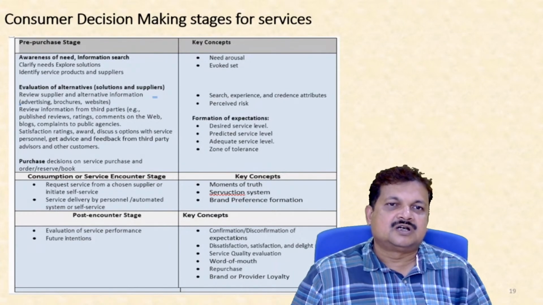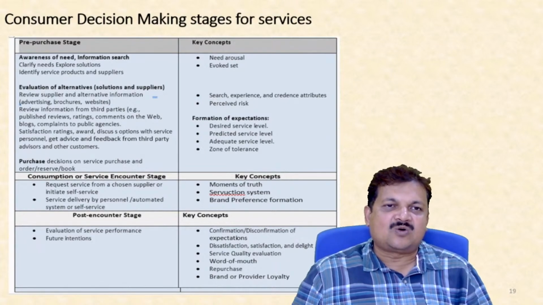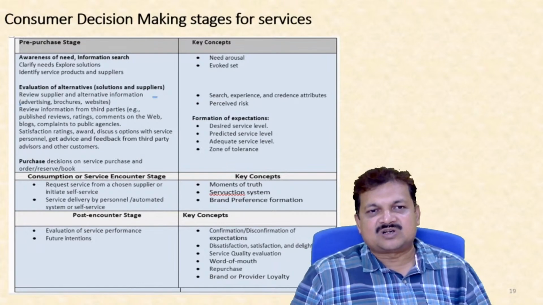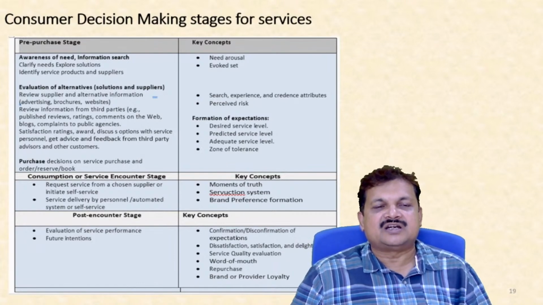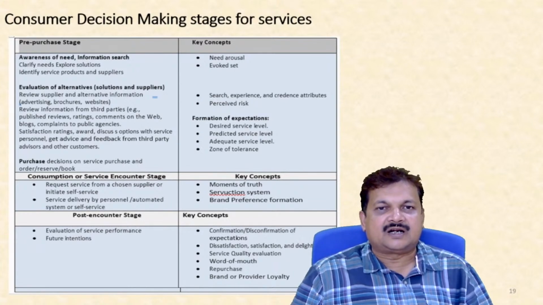product or solutions. Comments on the web, how often people see that particular page. They are giving comments, blogs. Complaints to the public agencies, how often people are giving their complaints to the public agencies. Satisfaction ratings, awards, discuss options, and service personnel: get advice and feedback from third party advisors and other customers. Very often this is happening, getting this information directly from customers, or a third party is responsible, like research organizations, who give an idea regarding whether these companies providing the services are good or bad.